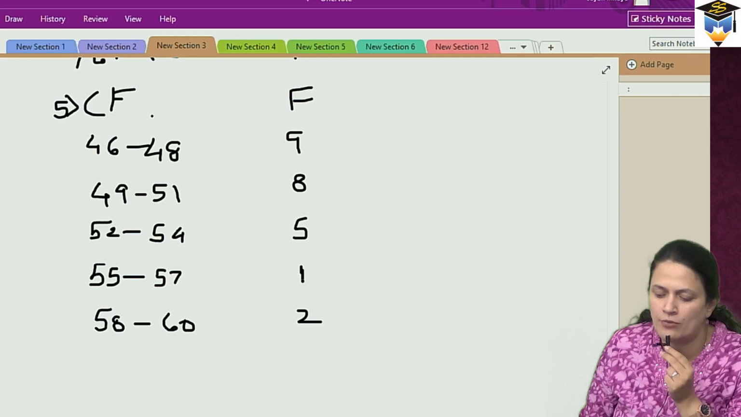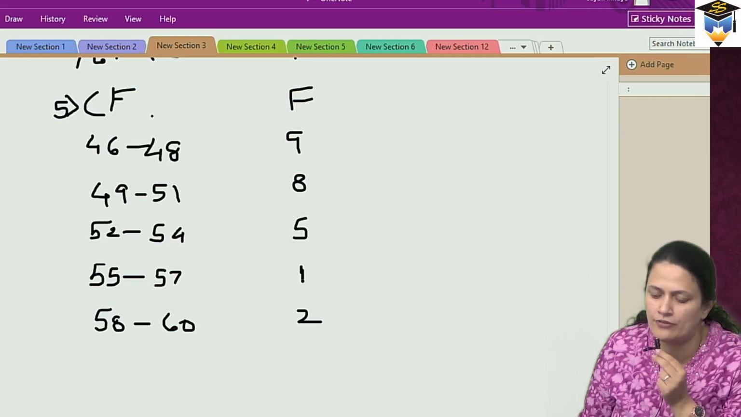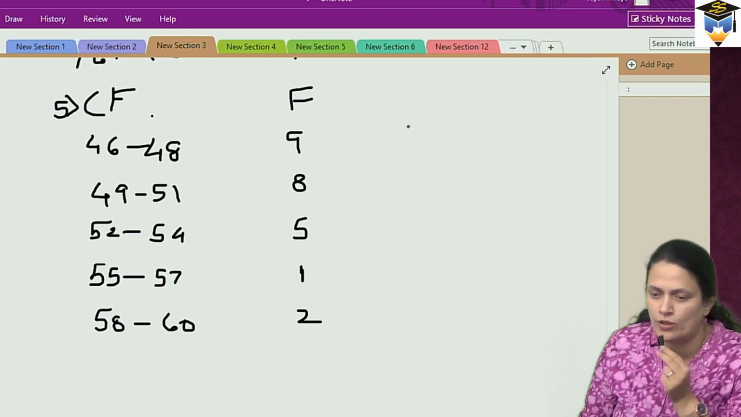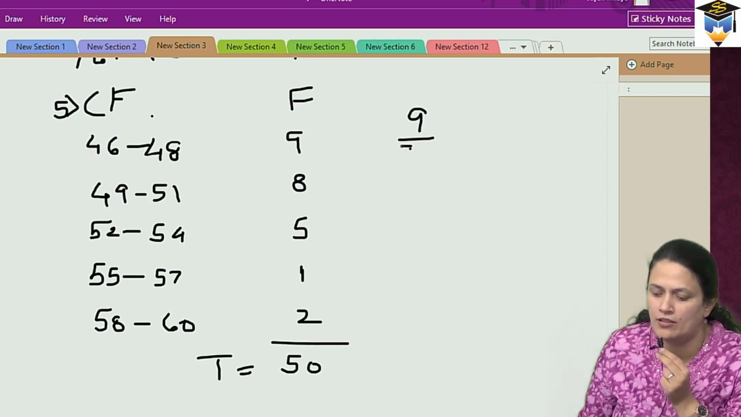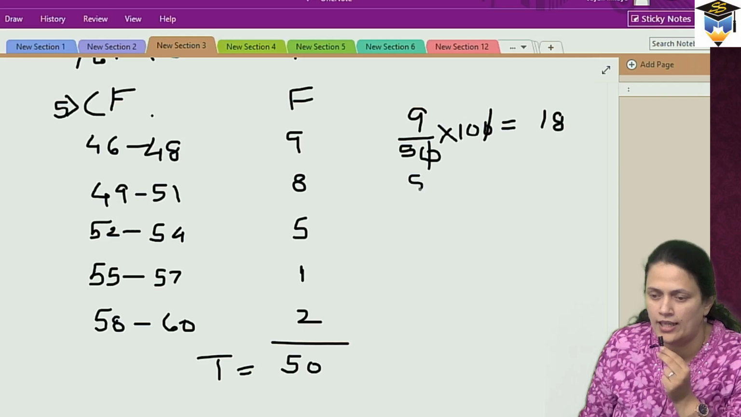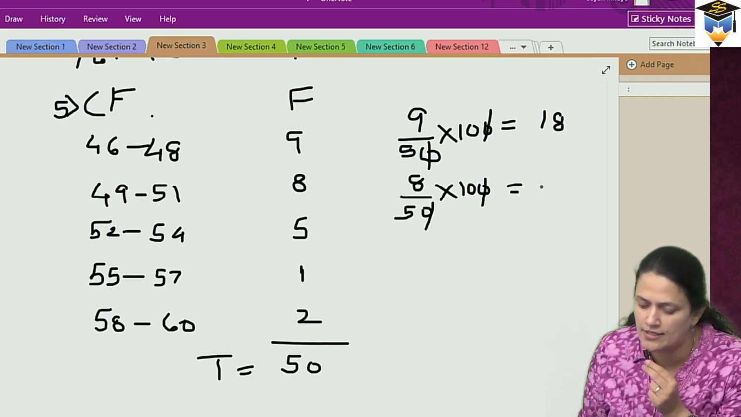Now what is percentage frequency? Frequency of class upon total frequency. So tell me, what is the total frequency? 50. So 9 upon 50 multiplied by 100, so that is 18 for the first one. 8 upon 50 into 100. Good. This is 16.